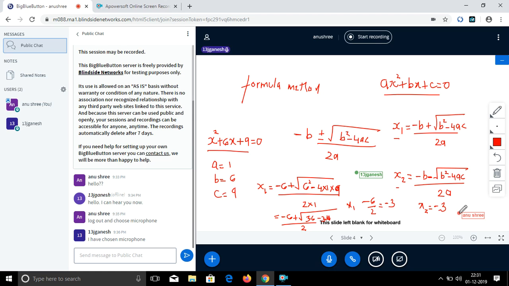When you wrote this here, how come you didn't write minus here? Actually, plus minus is the whole equation given to you, and when you separate it out, plus is for x1 and minus is for x2. I have just written that separately.